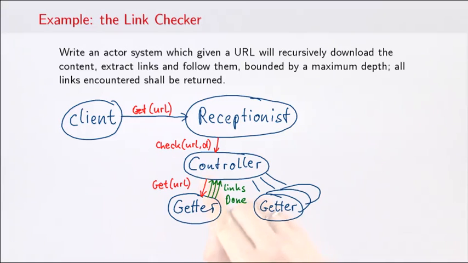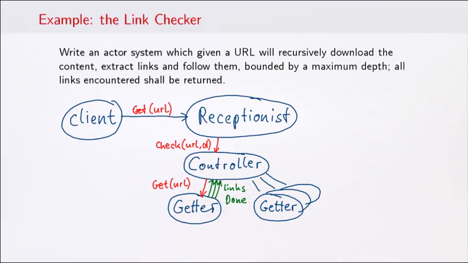So let us say this comes down at depth 1, then the links come back at depth 1, but when they are checked by the next getter, they will be at depth 2, and so on. It is best to keep this state traveling with the message, so that this request contains the depth and the responses contain the depth, freeing the controller from having to remember all of this.